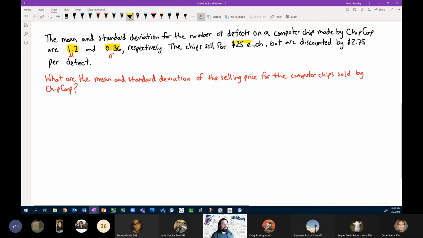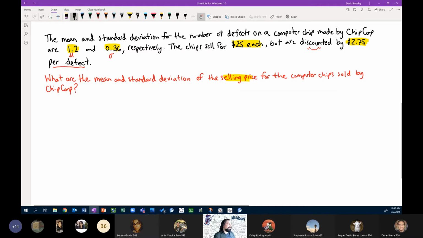The chips sell for $25 each, but are discounted by $2.75 per defect. So we're given a linear relationship between the selling price and the number of defects. Basically the same thing that's happening in the free response question. We're being asked to find the mean and standard deviation of the selling price, which is determined by this $25 price and whatever is discounted for the computer chips sold by Chipcore.